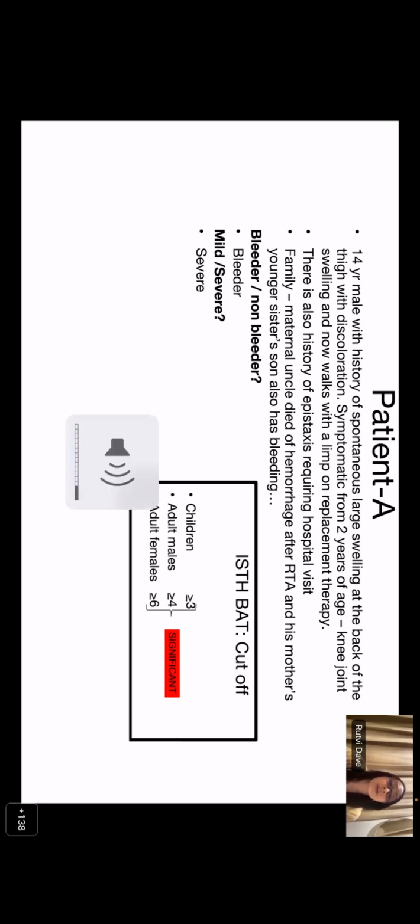All of you can tell me whether this is a bleeder or non-bleeder. He's a bleeder because it was a spontaneous bleeding. Mild or severe? Severe, because the BAT score is more than 3. Yes, but not because of the BAT score. The BAT score will not tell us the severity, but if you look at the patient's history, the patient requires concentrate support, he has required multiple hospital visits, so it's a severe bleeding disorder.